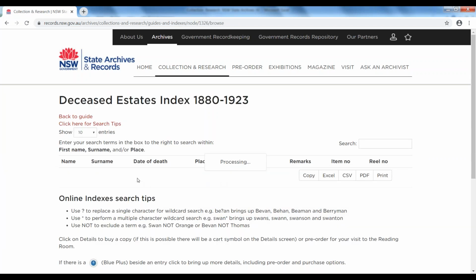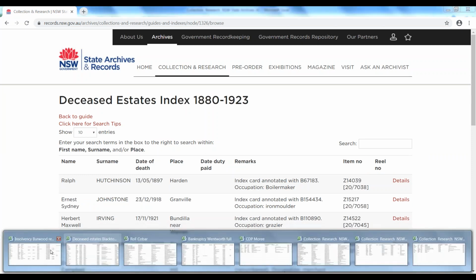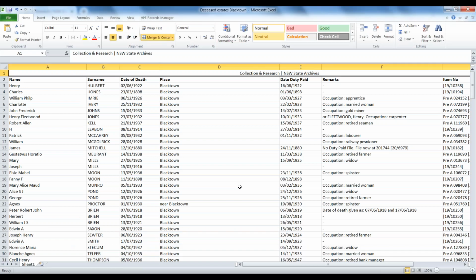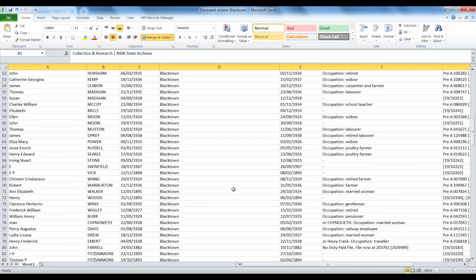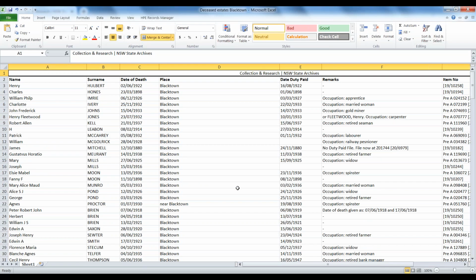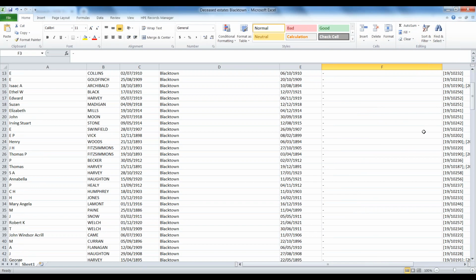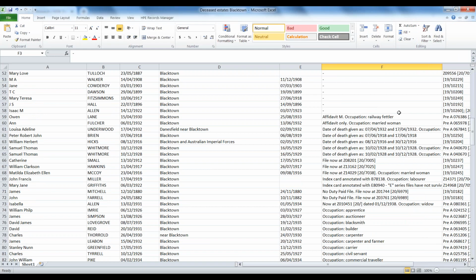So you can just search the index in the same way we've been doing. So you could search place. This is the result from that. So you can see a very substantial list. Where you get occupation is from the remarks column. So it's not there in every case, but there's enough to make it worthwhile.